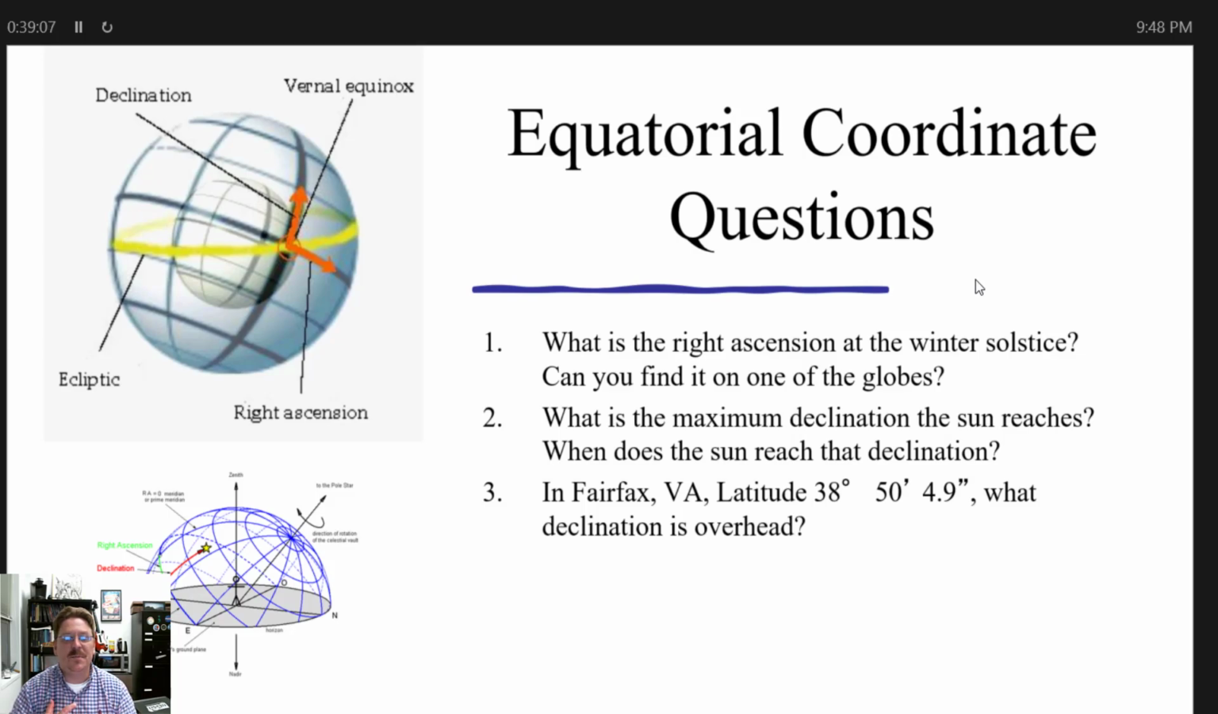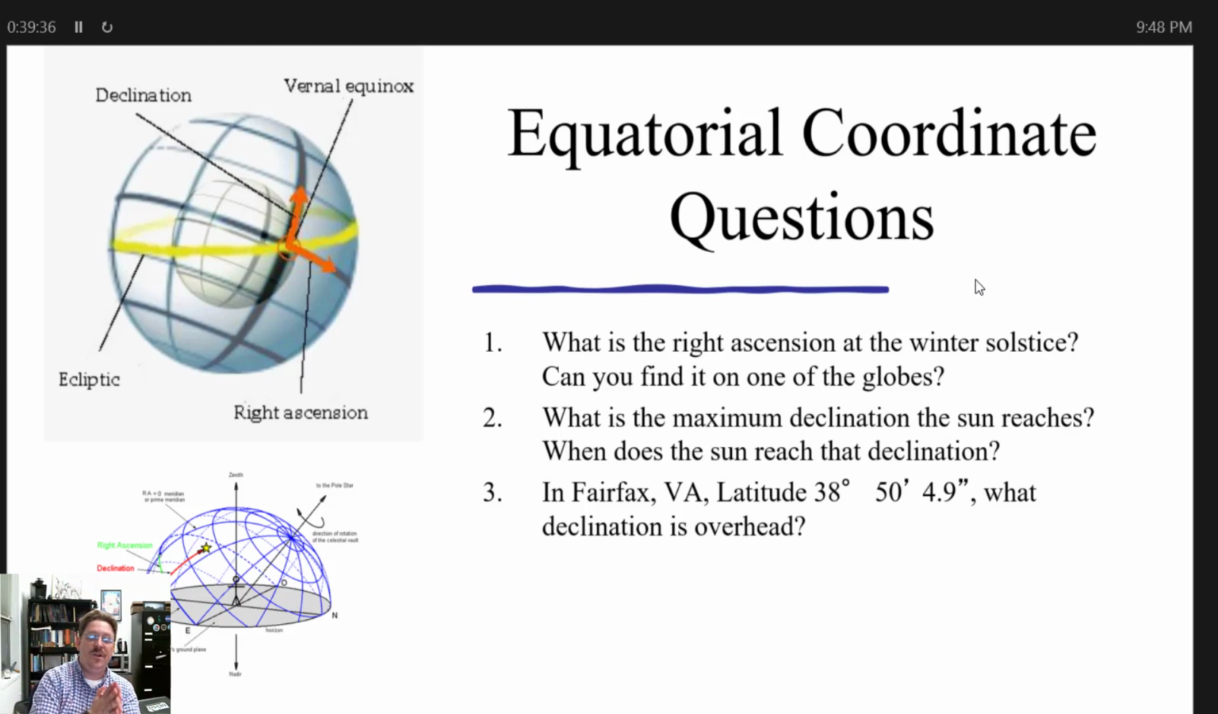What is the maximum declination that the Sun reaches? When does the Sun reach that declination? And in Fairfax, what declination is directly overhead given those coordinates? Given what we've talked about, you should be able to figure it out. Directly overhead is 90 degrees in altitude.